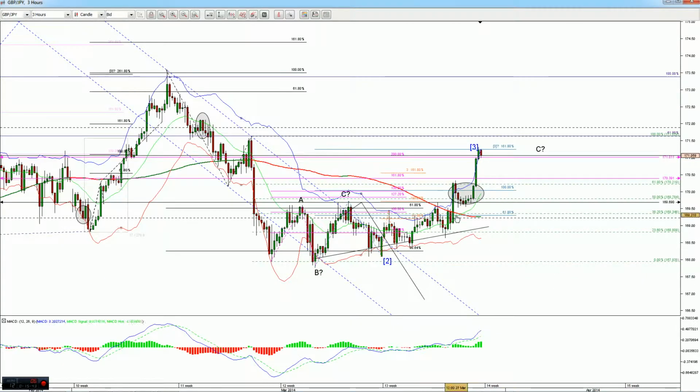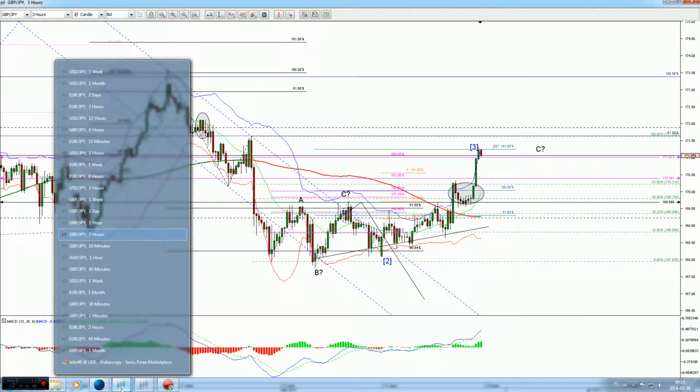And again, I've shown here two levels, counting and analyzing the C wave, in this case A, B, and a C, and it respected my count very, very accurately. So that was an opportunity to enter into a short position. I will send such signals in the future.